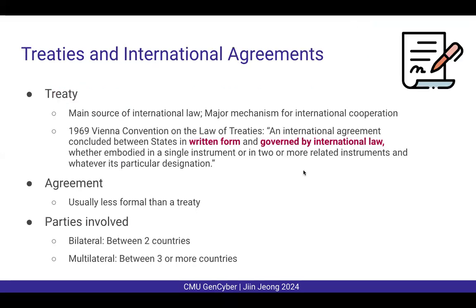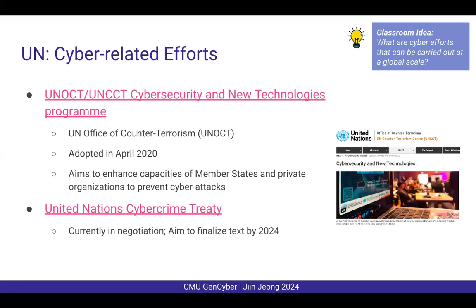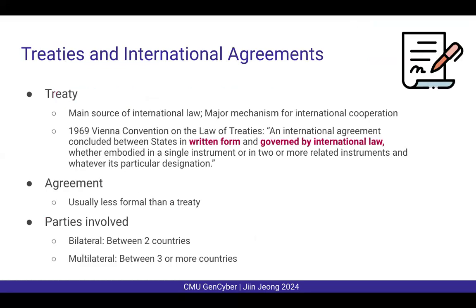So we talked about how the UN was trying to push for a cybercrime treaty, right? So what are treaties and what are international agreements? The treaty is the main source of international law, and it serves as a major mechanism for international cooperation. There was even a Convention on the Law of Treaties in 1969 in Vienna, and it defines a treaty as the following: an international agreement concluded between states in written form and governed by international law, whether embodied in a single instrument or in two or more related instruments, and whatever its particular designation.